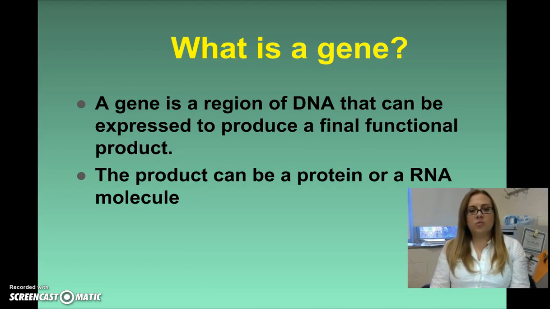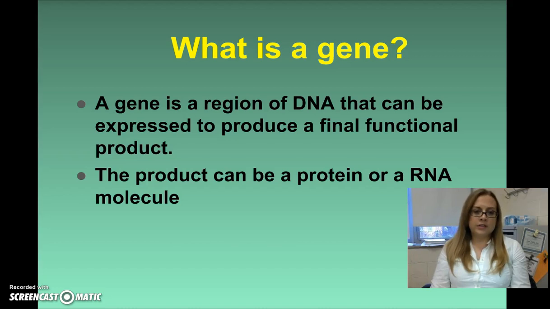All right, the next topic. Now we're going to look at, so what exactly is a gene? We talked about genes versus DNA versus chromosomes. We've used all of these words, but now let's really get in depth about what is a gene. And so a gene is a region of DNA that can be expressed to produce a final functional product. The product can be a protein or it can be an RNA molecule. But that gene area of the DNA is going to be a very specific area that can be used to produce some type of final product, and it should be a functional product.